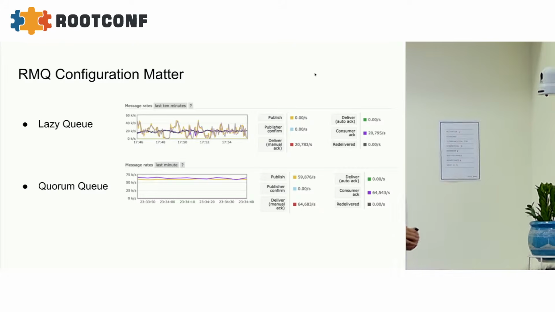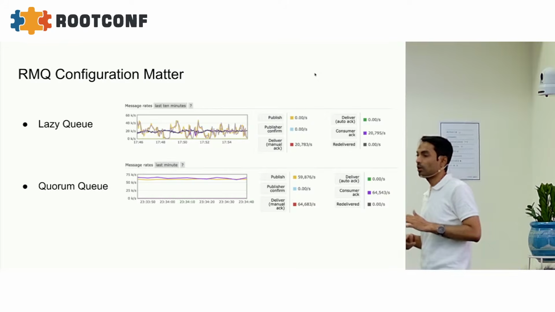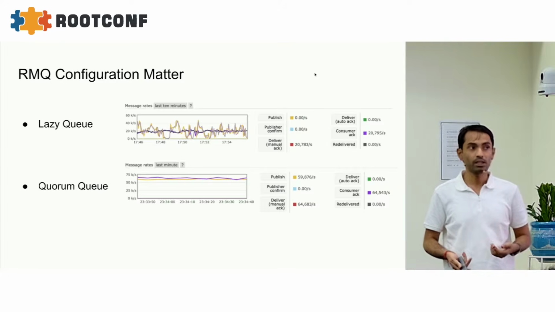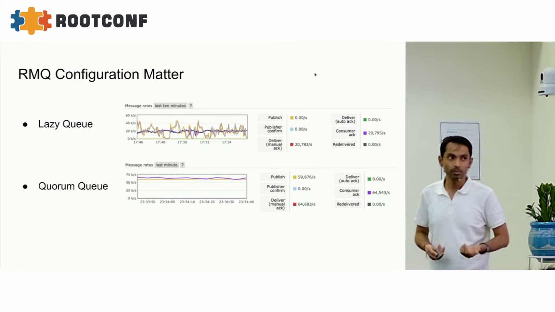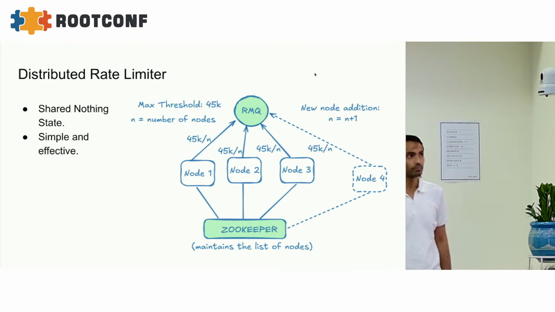But in the case of the quorum queue, you can see the publish and consume rates are at a constant 60K. This clearly demonstrates that the quorum queue is able to handle the scale much better without introducing lag, and nothing has changed. Same cluster, same durability guarantees, same availability guarantees. So yes, configuration does matter.